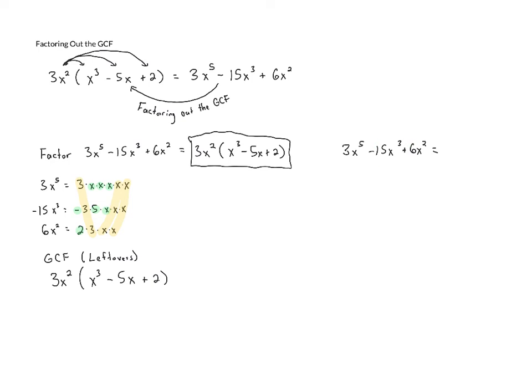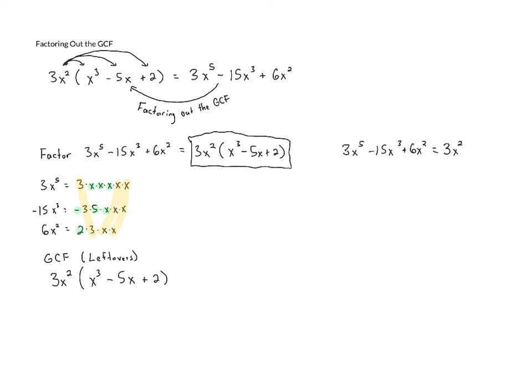And we can ask ourselves, what's the biggest whole number that all of those can be divided by? We recognize that all of those are multiples of 3, and there aren't any larger numbers that those are all multiples of. So 3 is going to be the numerical part of our greatest common factor. Then we can look at the variable parts. We've got x to the fifth, x cubed, and x squared, and all of those contain an x squared, or 2 factors of x. So that's also going to be a part of our GCF. And so in total, our GCF is 3x squared, which is what we saw the first time we did this.